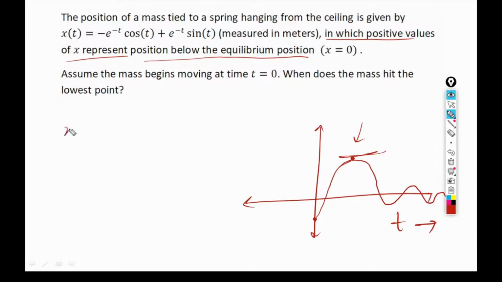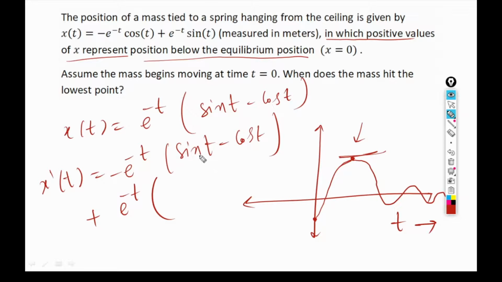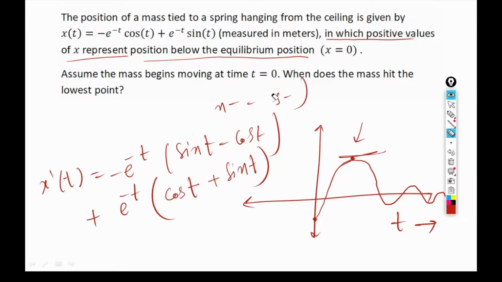Okay, so x(t) we can write as, taking e^(-t) common, e^(-t) times (sin t minus cos t). Now we'll take the derivative. x'(t) is e^(-t), so let's take the derivative of this and put the (sin t minus cos t) as it is, plus then put e^(-t) as it is and take the derivative of the term inside. The derivative of sin t is cos t, and the derivative of cos t is minus sin t, so it is plus sin t. So this is the derivative.